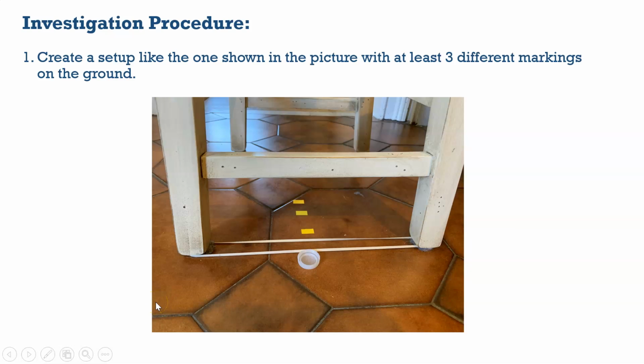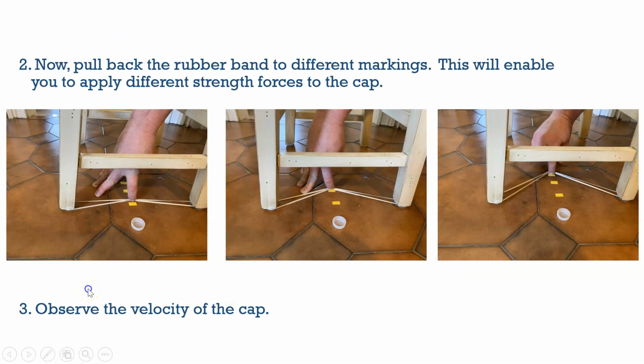Take a minute to create your launcher now. All right, you're all set up. So what I need you to do now is you're gonna have some fun with your launcher. You're gonna pull back the rubber band to the different markings, like you see on the screen. Again, that's gonna enable you to apply different amounts of force to the cap. And as you do that, I want you to observe the velocity of the cap as it travels. Remember, the cap's gonna move with a certain speed in a particular direction.